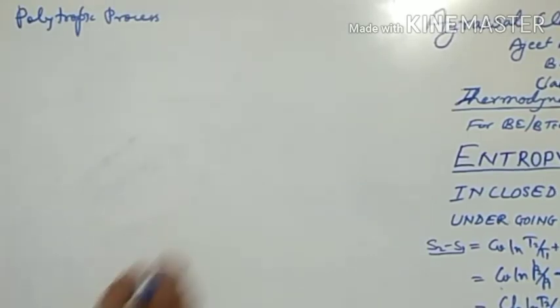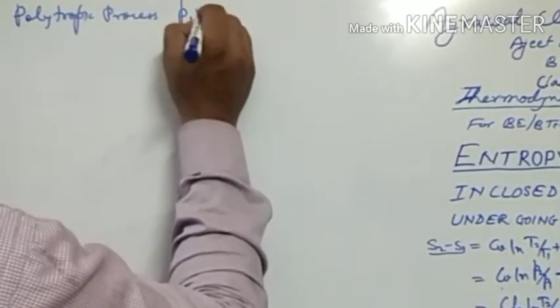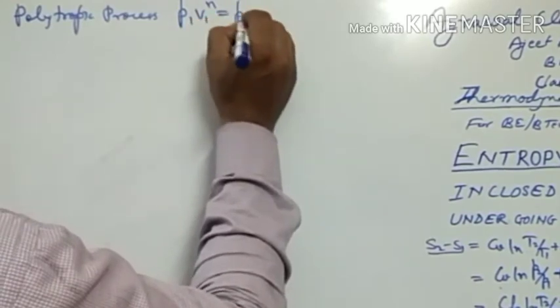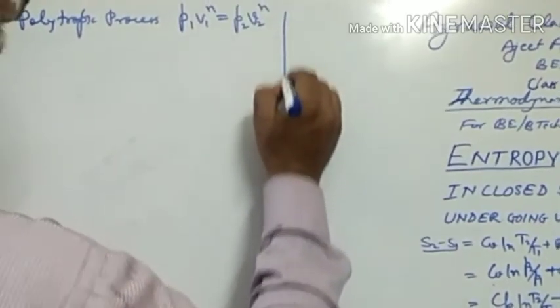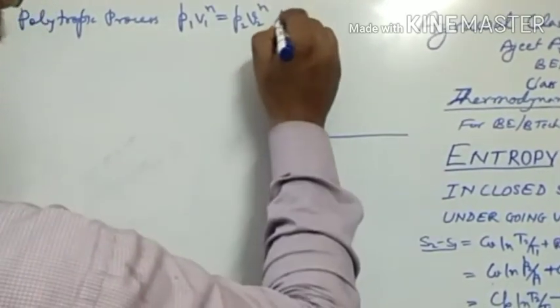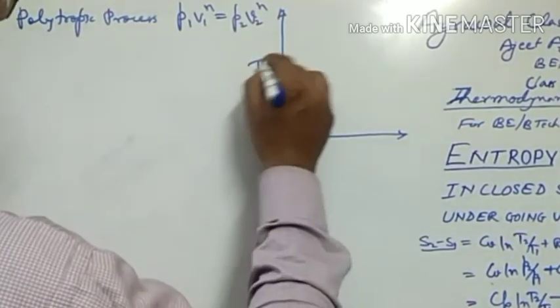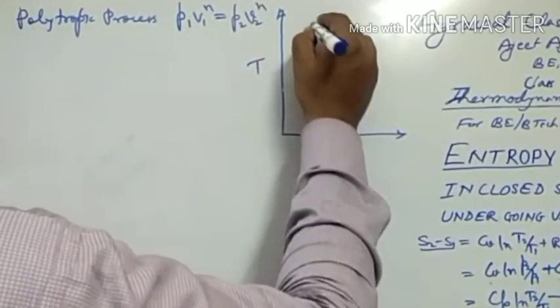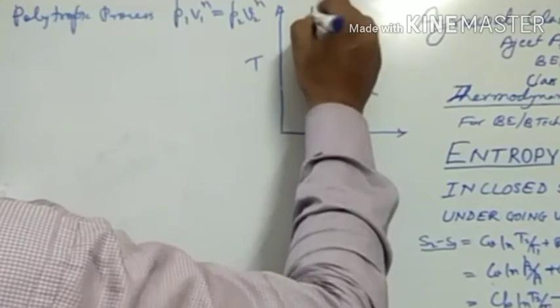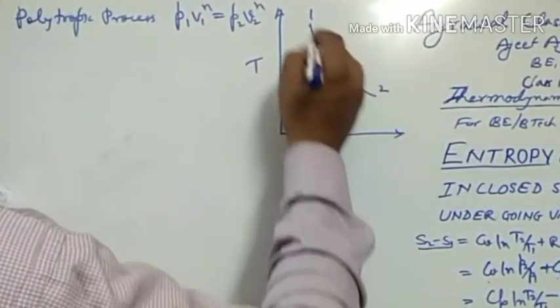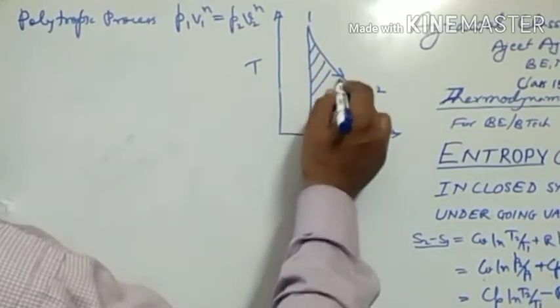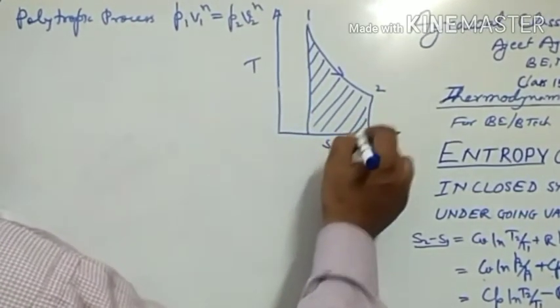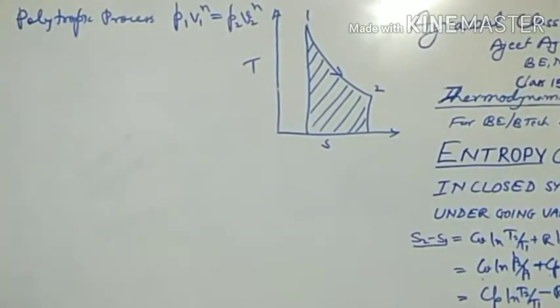Finally, we will consider a polytropic process where P1 V1 to the power n is equal to P2 V2 to the power n. This equation can be represented on the TS diagram like this. 1 to 2 is an expansion process. Area under this curve is equal to the heat transfer.